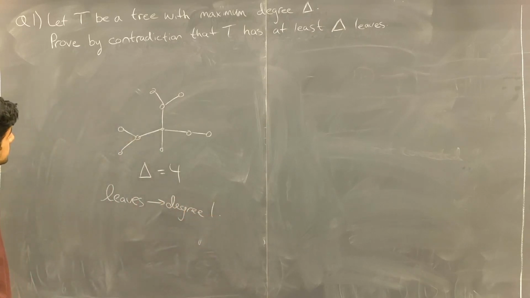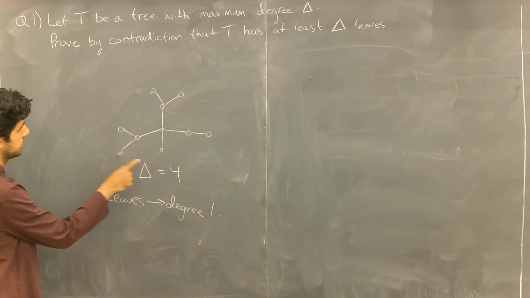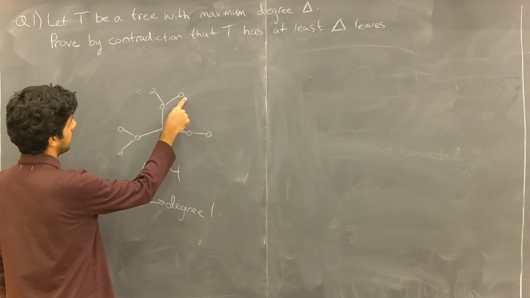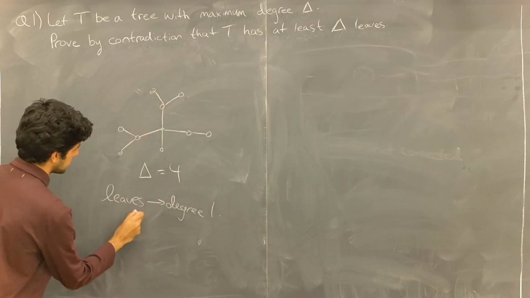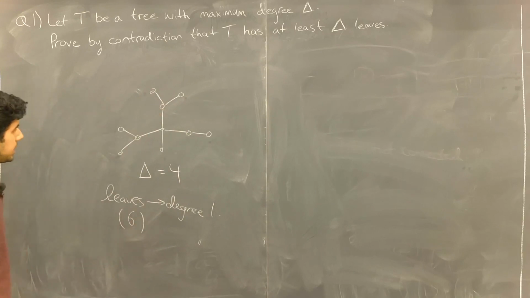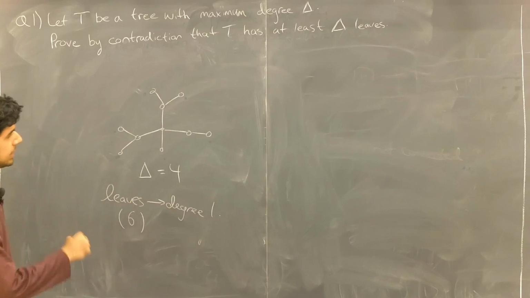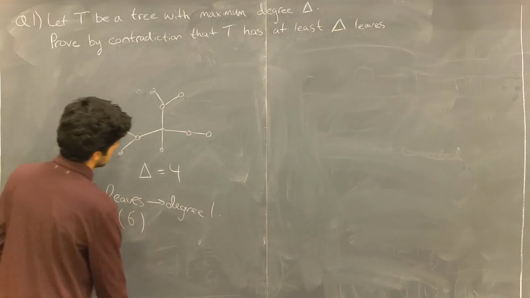So if I were to count these vertices, it would be 1, 2, 3, 4, 5, 6. So I have 6 of these. And indeed, I do have at least delta leaves. So it seems to work out with this case, which is good. So let's try solving it.